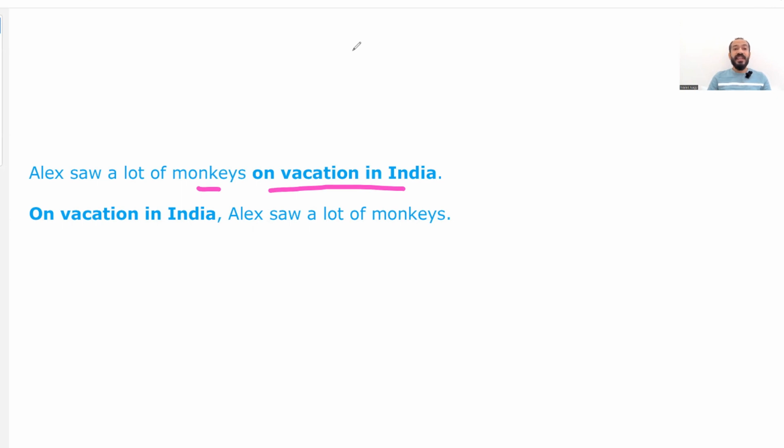The reader would understand that the monkeys were on vacation when Alex saw them. That's completely wrong. But in the second example here, the modifier on vacation in India is located next to Alex, which suggests that Alex is the one who was on vacation in India when he saw a lot of monkeys. The first sentence is using a misplaced modifier.